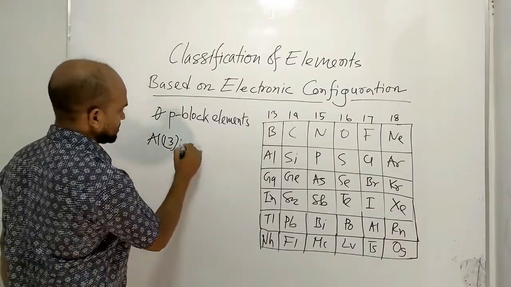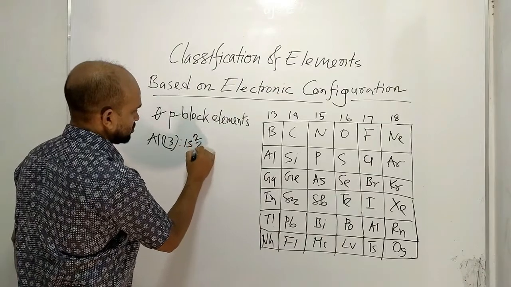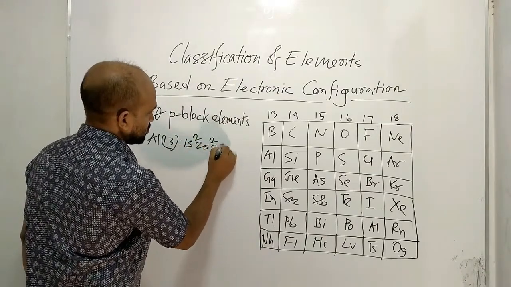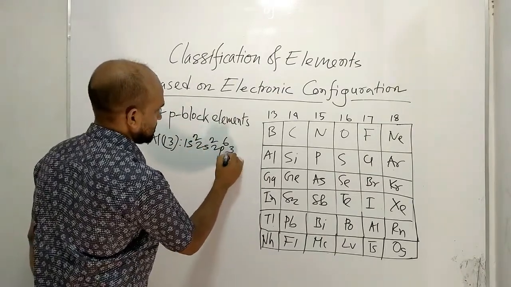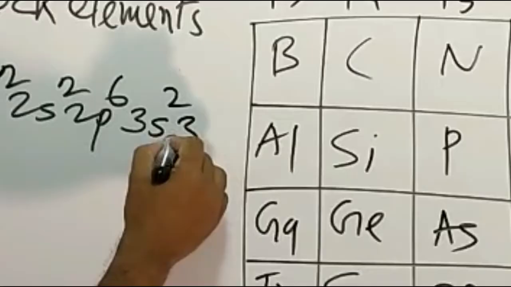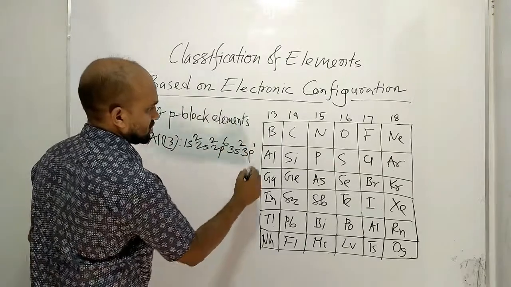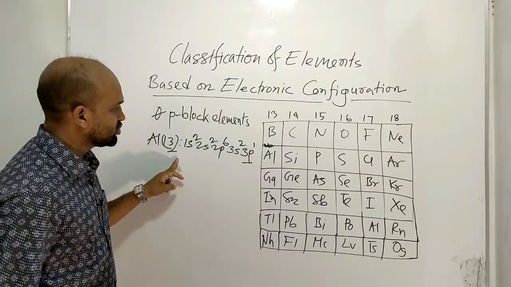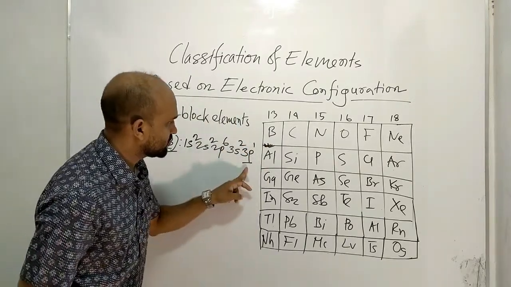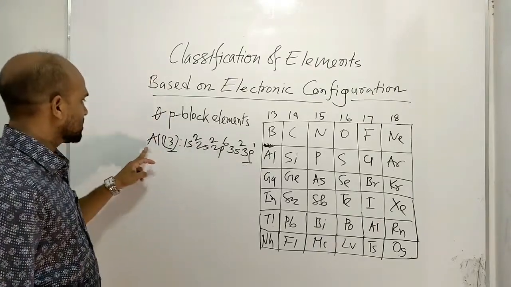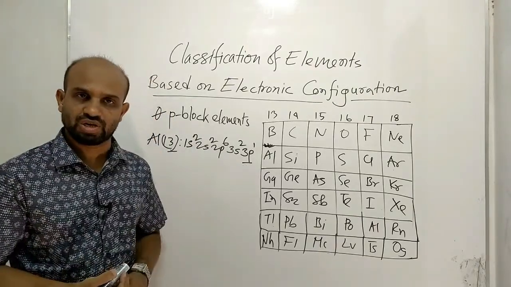Electronic configuration is 1s2, 2s2, 2p6, 3s2, 3p1. Total 13 electrons. Aluminum is the element in which the last electron enters the p orbital. That is why aluminum is a kind of P block element.